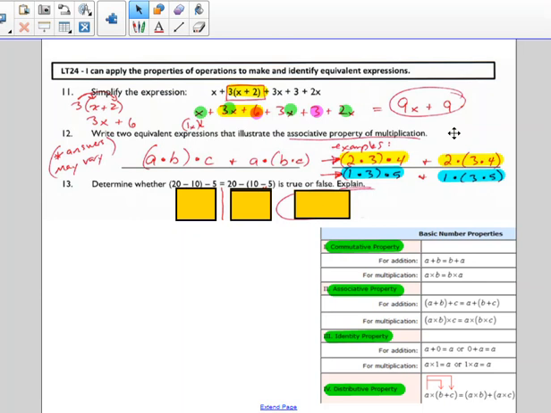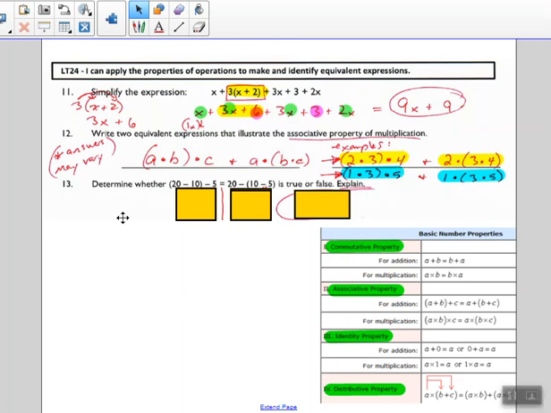Now, on a test, they could ask you really about any of these. So you want to be prepared to explain any of those properties. They could say the commutative property of addition, or they could say the distributive property. So you want to just make sure you know your properties because you never know what's going to come up.